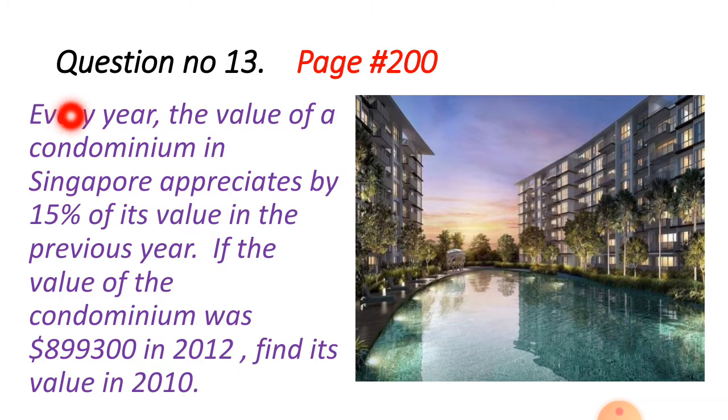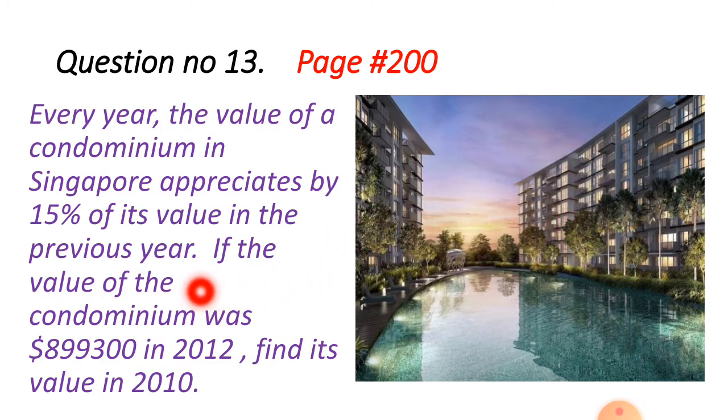Question number 13 is: every year the value of a condominium in Singapore appreciates by 15% of its value in the previous year. This means that it has been increased by 15%. 15% means 100 plus 15, it will be 115%. And you know that a condominium is a building whose prices increase yearly.